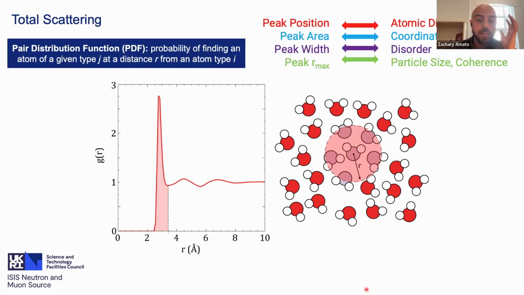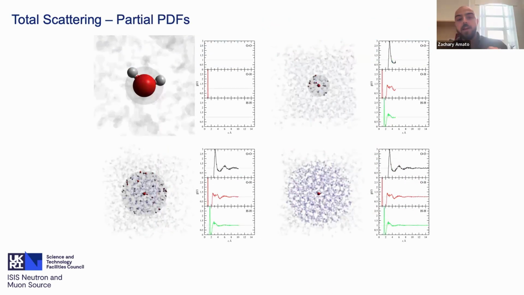And it's actually much more powerful to turn this into something called partial PDFs, where instead of just doing water to water neighborhood, you might want to do oxygen to oxygen, or oxygen to hydrogen, or hydrogen to hydrogen. People that have done simulations will have likely done this. There it's referred to more as g(r)s.